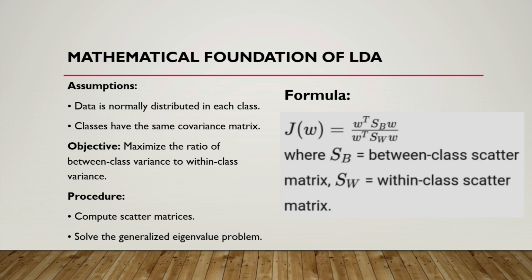Mathematical formulation. The objective function in LDA is the ratio of between-class scatter to within-class scatter. This is given by J(W) = (W^T S_B W) / (W^T S_W W), where W is the projection vector, the direction we are projecting our data onto. S_B is the between-class scatter matrix, which represents the variance between the means of different classes. S_W is the within-class scatter matrix, which represents the variance within each class. The goal is to find a vector W that maximizes the objective function J(W), which means maximizing the separation between classes while minimizing the spread within each class.